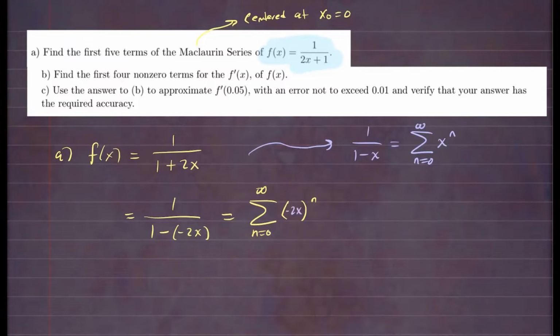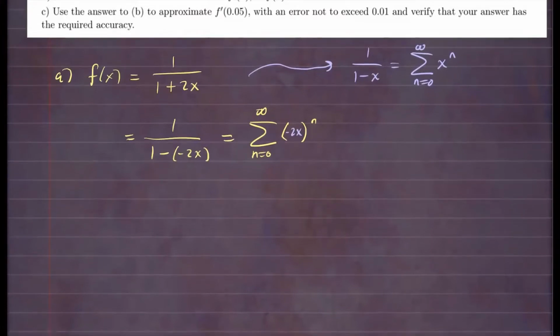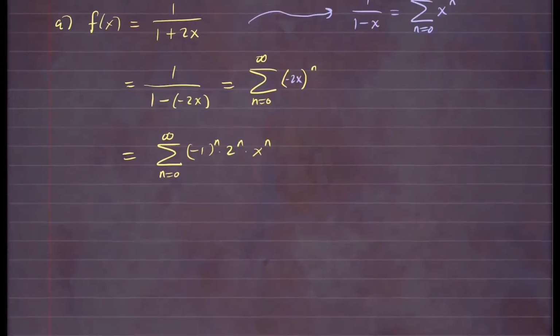And then we simply simplify the formula and start writing out a few terms. We want the first 5 terms for this particular Maclaurin series. So let's go ahead and simplify this. This is equivalent to the sum from n equals 0 to infinity of negative 1 to the n times 2 to the n times x to the n. So this is the series form. Now let's go ahead and write down 5 terms of this series.